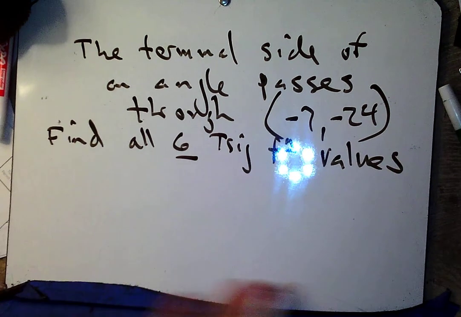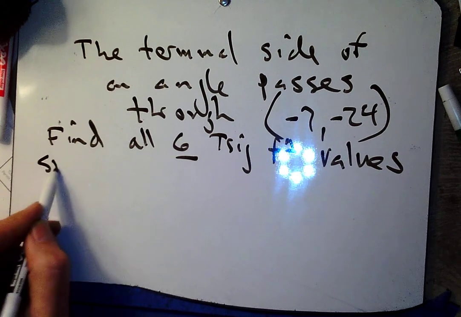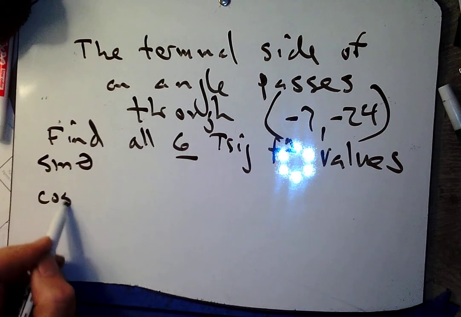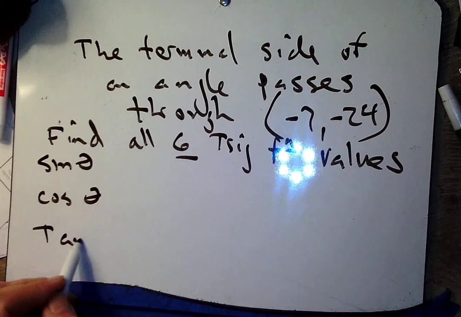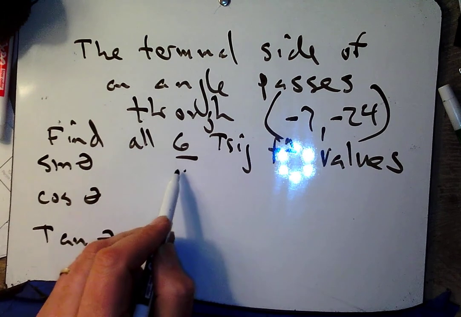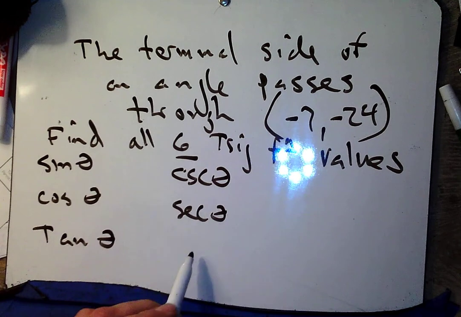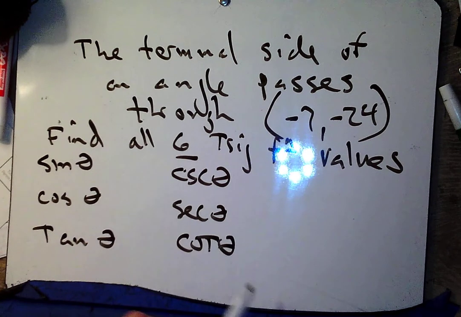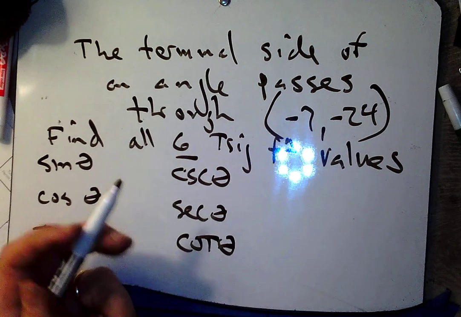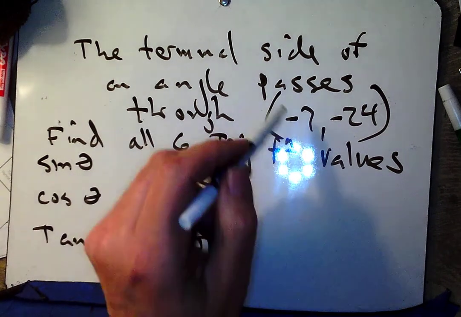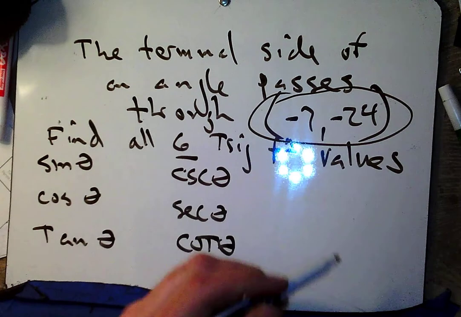Okay. So yeah, I'm looking for sine of theta. I'm looking for cosine of theta. I'm looking for tangent of theta. But I'm also looking for cosecant of theta, secant of theta, and cotangent of theta. So how am I going to do this? Well, my recommendation is you draw a triangle.